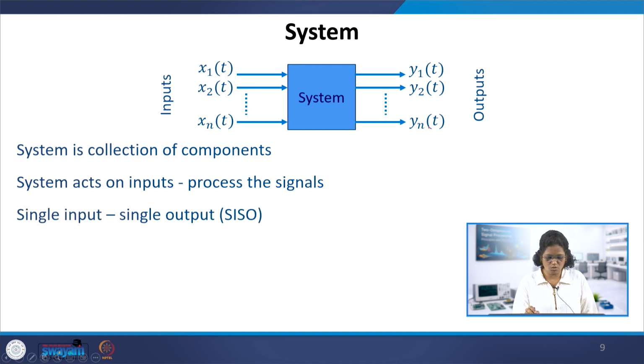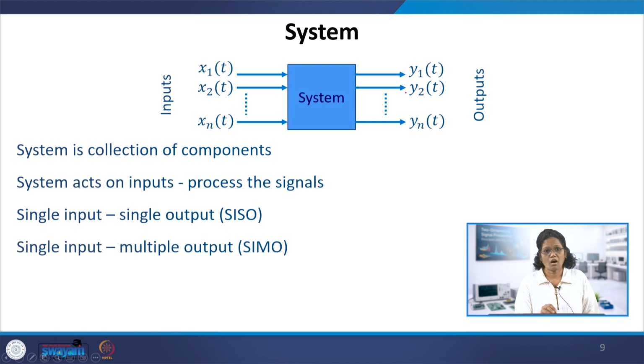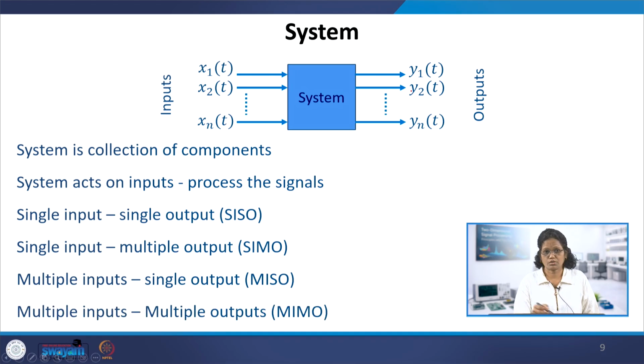So we have classified a SISO, single input single output system, or single input multiple output system, or multiple inputs and single output system, and also multiple input and multiple output systems. This is a very basic idea of the system. We will further explore the classifications of systems and the mathematical model of these systems and so on.